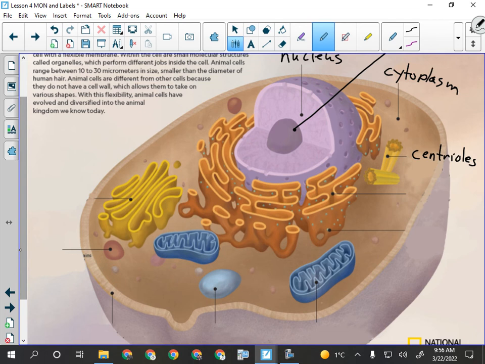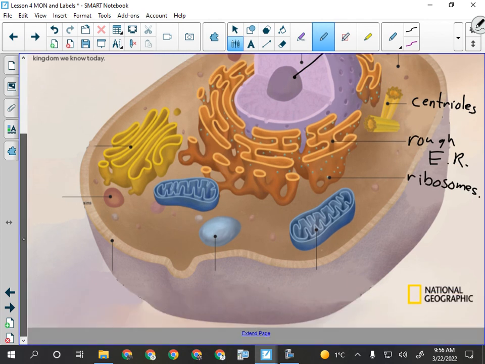All right, then we got the rough ER again, that transports protein. What do we call the little turquoise dots that were on the rough ER? Ribosomes, right. And ribosomes make protein. All right, what are the little blue things? Mitochondria. They carry out cellular respiration. They break down sugar and release the energy from it.